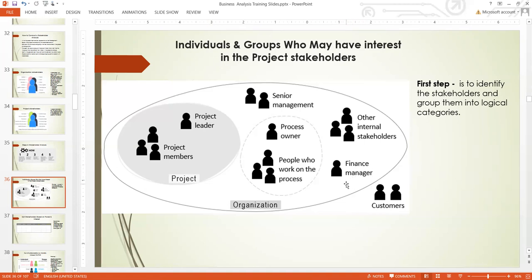Then you have the finance team. It's always there because a project is money, so you need to understand the finance team as well. And these are the customers. They are external stakeholders. You can still have others, like government officials and regulators, outside here. This is just to show you that external stakeholders are captured outside the organization within this whole affinity diagram.